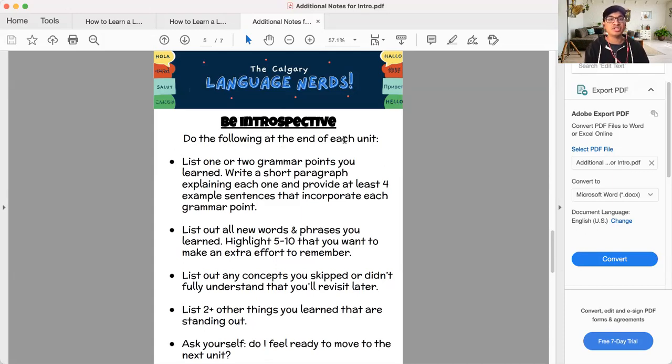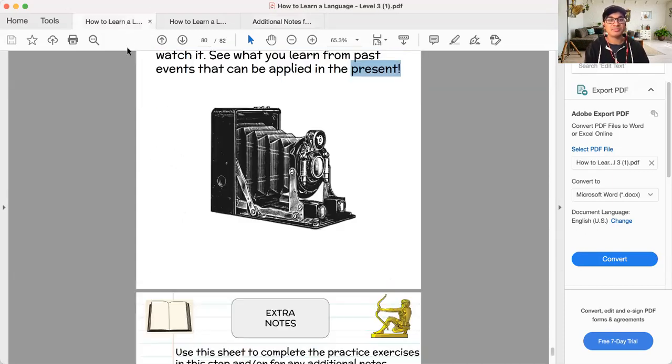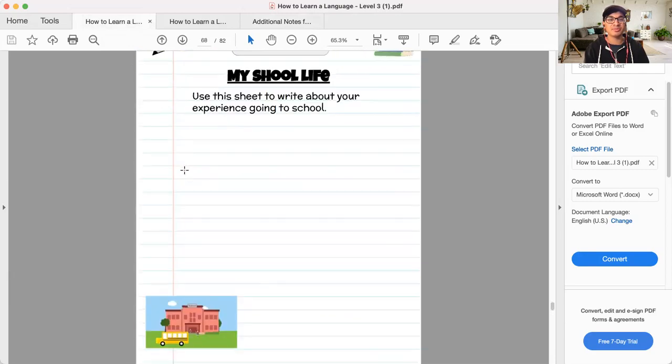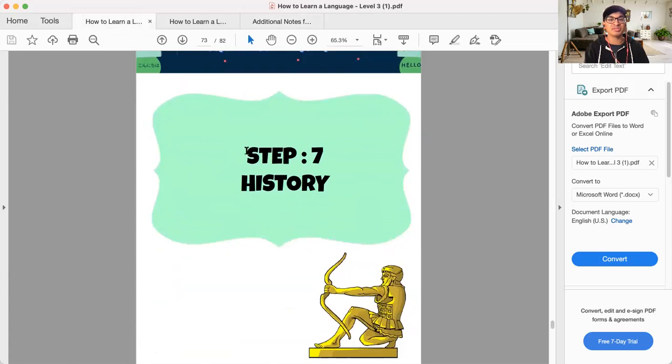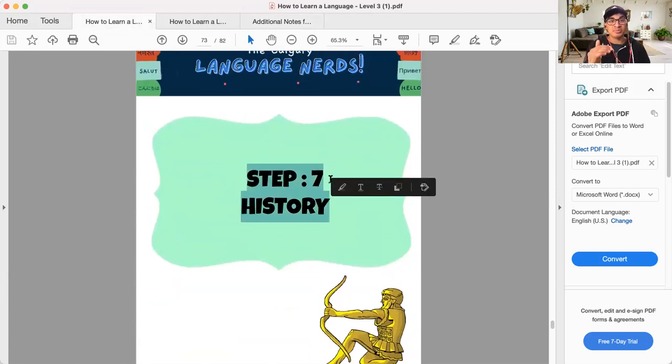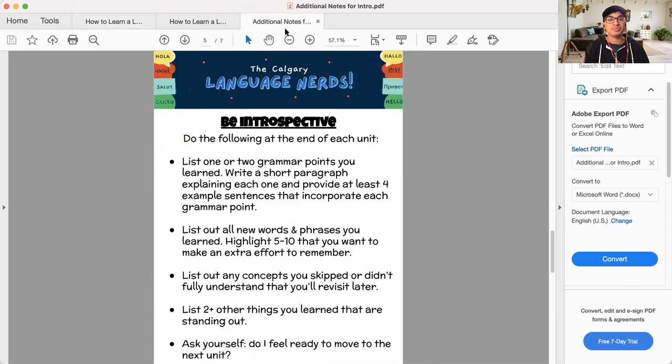At the end of each unit, a unit being like, if we just look at this one, this is like level 3, right? We have these units. Each unit page starts with this green page where there's a topic listed. So that's one unit. At the end of each unit, you need to do the following. Number 1, list 1 or 2 grammar points you learned. Write a short paragraph explaining each one and provide at least 4 example sentences that incorporate each of those grammar points. That's important. That's going to be a nice review activity for you.